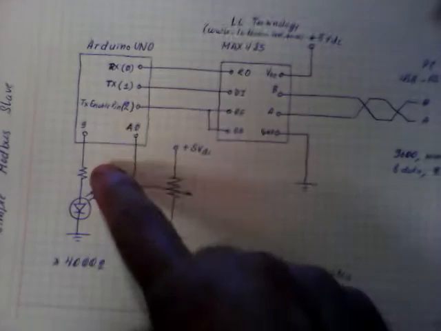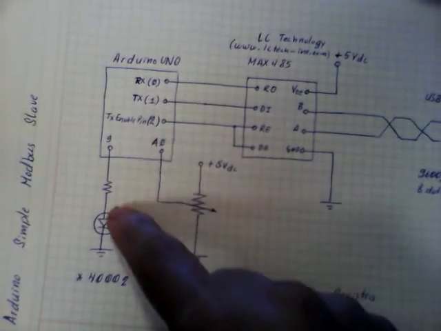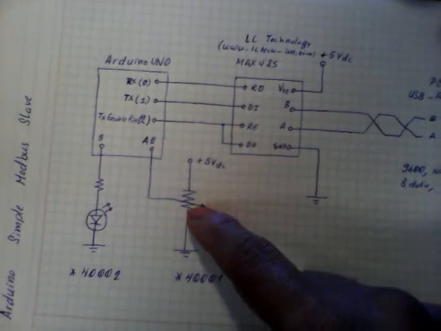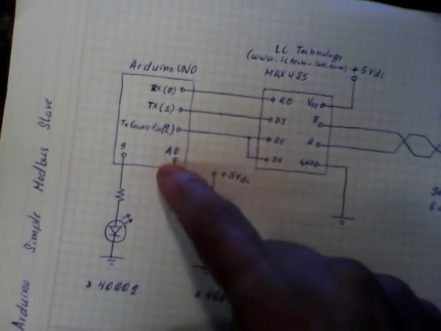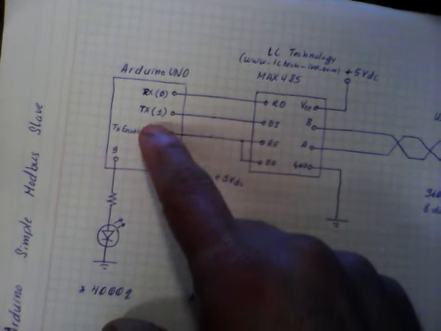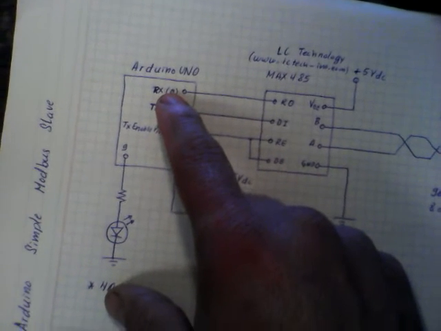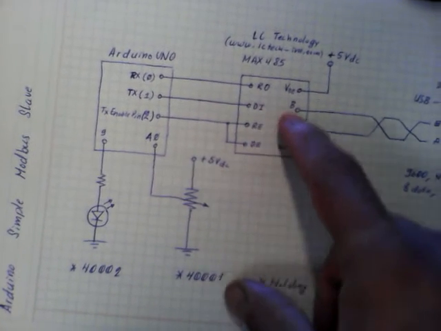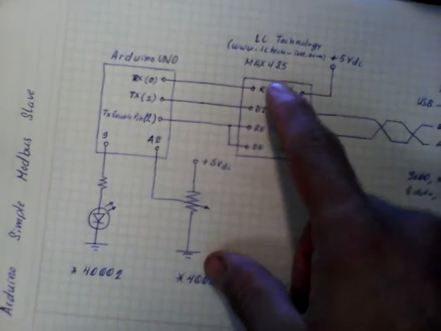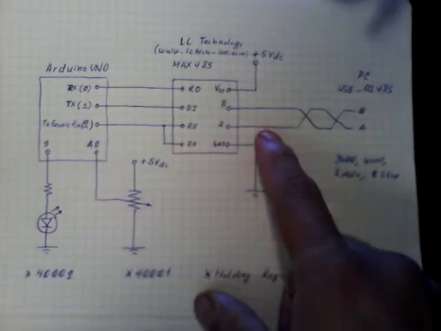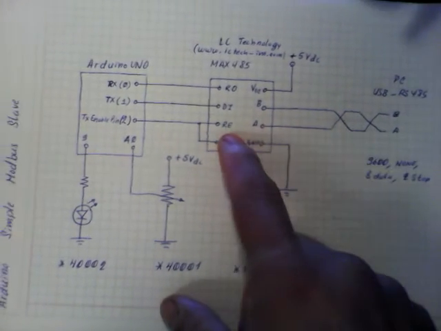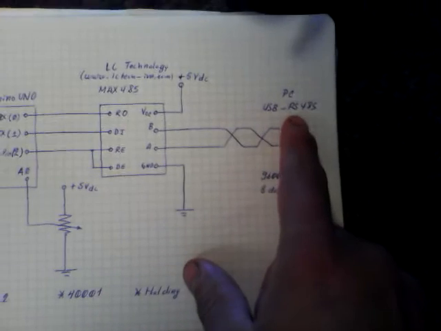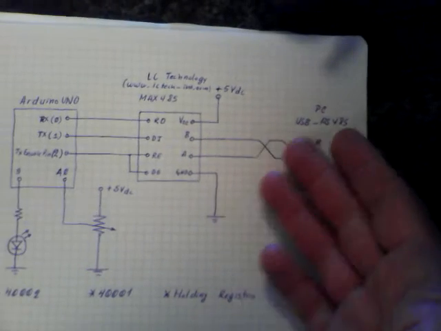This is the PWM output connected to an LED. This is the analog input connected to a potentiometer on A0. And I'm using the serial port on the Arduino to interface with the MAX485, which is a TTL, 5 volts, to RS-485, recommended standard. RS stands for recommended standard, which was created decades ago.